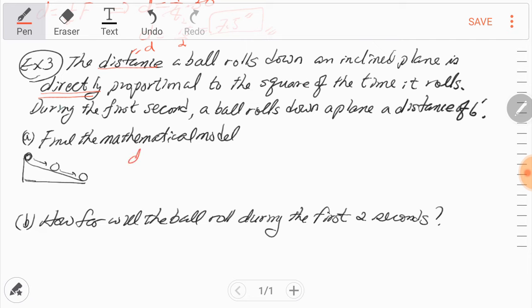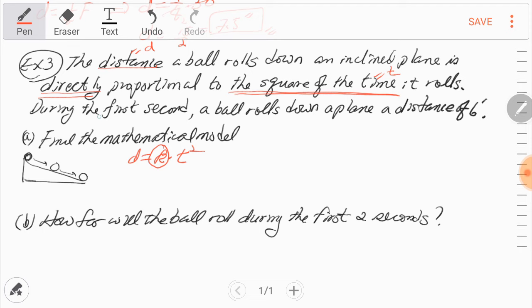So write it down. d equals k, multiply by k. Proportional to what? To the square of time. So let's say t is the time. Then the square of time is t squared, right? So we can write it as k times t squared. And then we have to find the constant of variation k. So we have to know the values of t, and they are given.